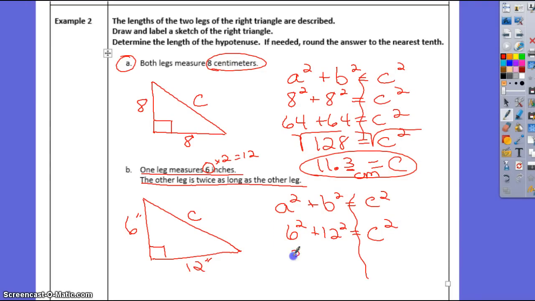So 6 times 6, 36, plus 12 times 12, 144, equals C squared. Add those together, you get 180 equals C squared. And then you find the square root. C, that's supposed to be squared. C equals, and it's not a perfect square. It rounds to the nearest tenth, being 13.4. And a lot of you did an awesome job and even remembered to label it inches. 13.4 inches. So you can work on your packet, pages 1 and 2.